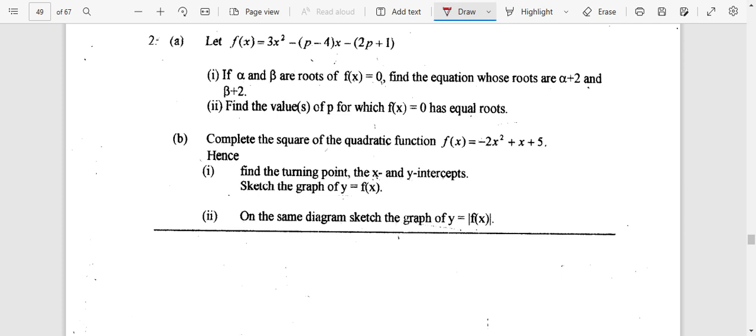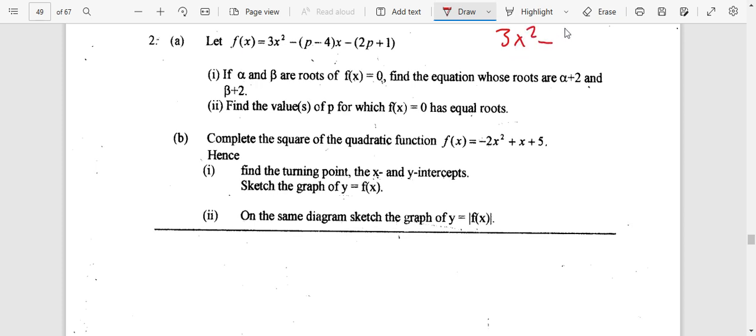Let f of x be equal to 3x squared minus (p minus 4)x minus 2p plus 1. If alpha and beta are roots of f of x equal to 0. If f of x is equal to 0, it means that this equation becomes 3x squared minus (p minus 4)x minus 2p plus 1, like that. The way it is a function, but you write it now as an equation. That means that where there is f of x, we are going to put 0. So this is going to be equal to 0. That's the meaning. If alpha and beta are roots of f of x equal to 0, find the equation whose roots are alpha plus 2 and beta plus 2.